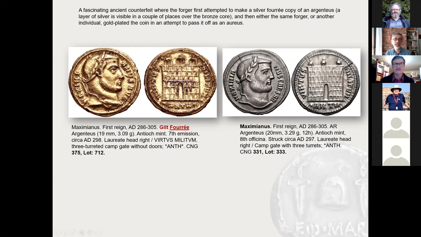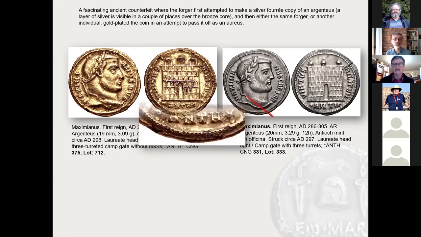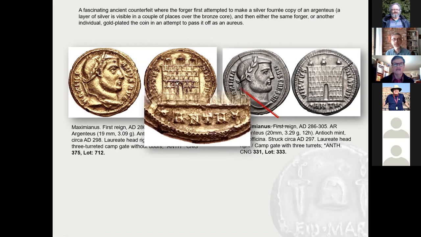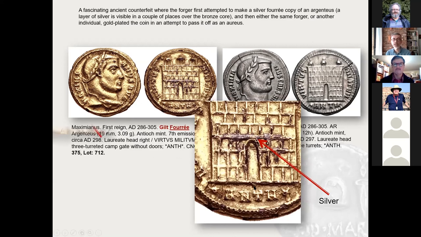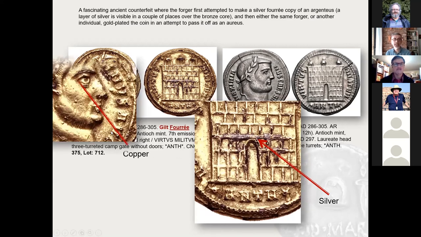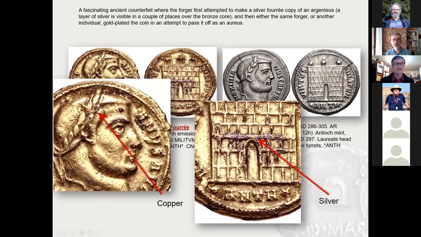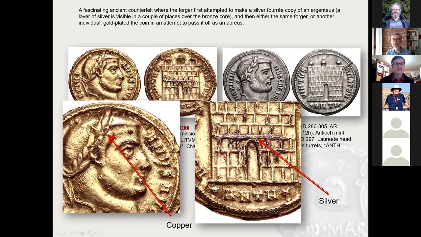Here is the coin in silver, and here is the coin in gold. And if you look here on the reverse, you can see the silvering underneath. However, if you look here, you can see the bronze core. I mean, these people were really talented.